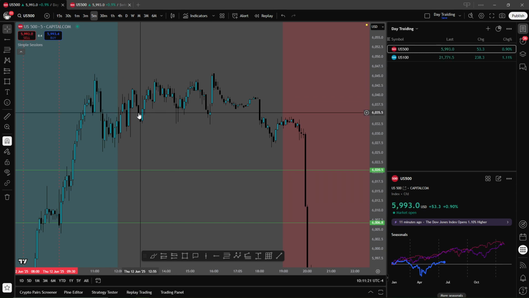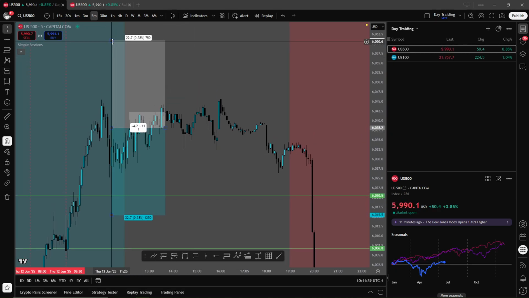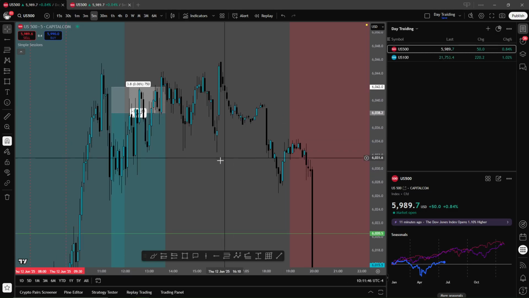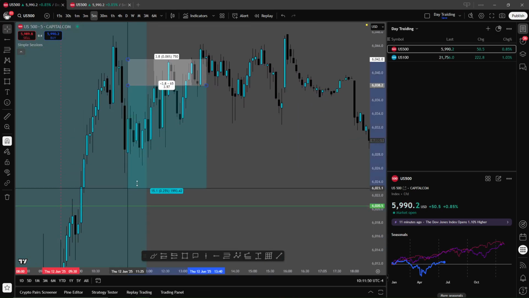We get one here. Yeah, break of structure to the downside here. Short position right here. Then put the stop right here, very tight, and take profit at 1 to 2.